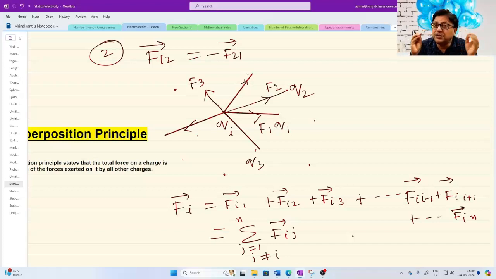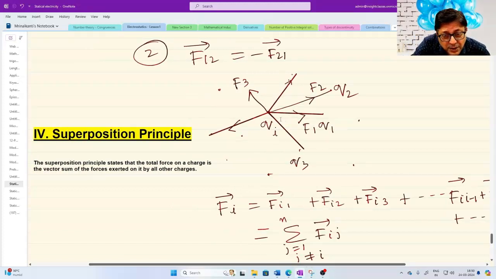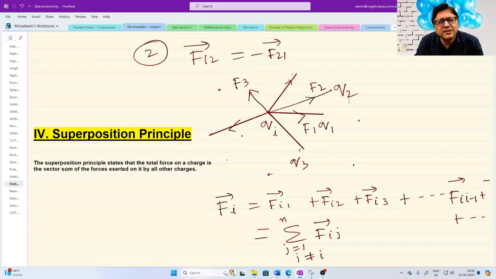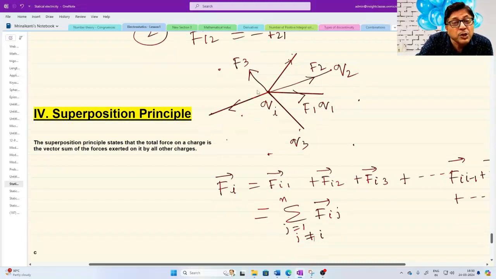This is very easy to understand, but many applications are there of this concept. This is the main concept here in Coulomb's law, that superposition principle. So I revise the concept once more. That force of interaction between two stationary charges is not affected by the other charges in their surrounding. Net force experienced by charge is the vector sum of all the forces it experiences due to each individual charge. This is superposition principle.